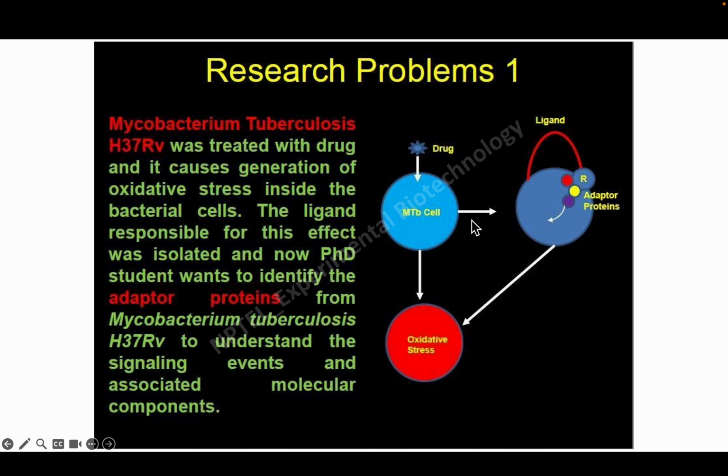Your MTB cell was treated with a drug, and it is causing generation of oxidative stress. The MTB is now in oxidative stress inside the bacterial cells. What is the ligand responsible for this effect? How is the drug getting bound, and what are the possible ligands responsible? The ligand was isolated, and now the PhD student wants to identify the adapter proteins. The responsible ligand is found. Now which receptors or adapter proteins are bound to the ligand and are responsible for the signaling?